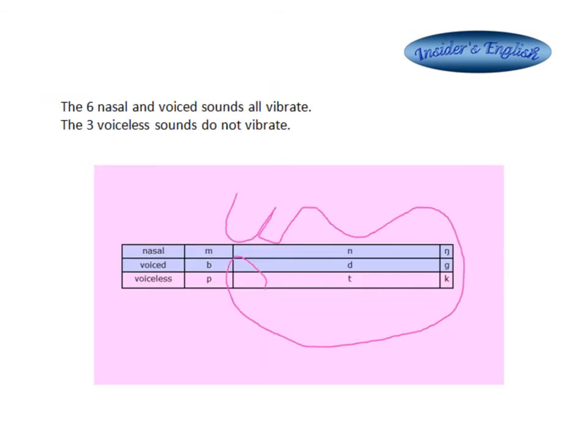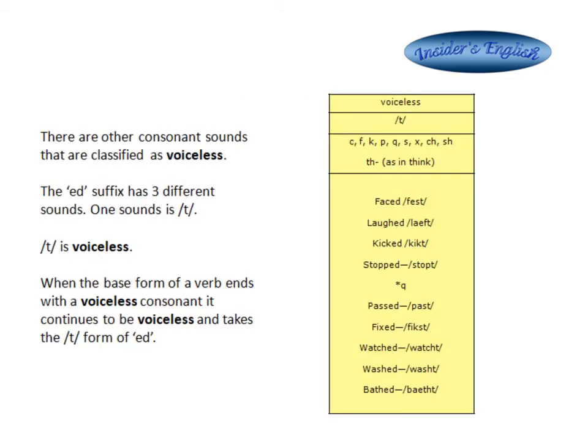Now look at the way we've grouped the 9 sounds. The 6 nasal and voiced sounds all vibrate. Those are the sounds in the 2 blue rows. The 3 voiceless sounds do not vibrate. Those are the sounds in the pink row. There are other consonants that are classified as voiceless. I have written them all here from the alphabet.